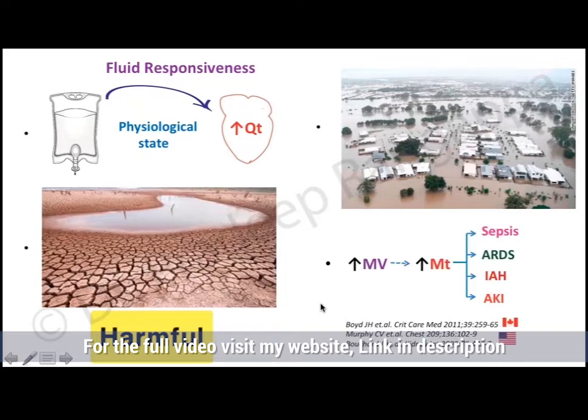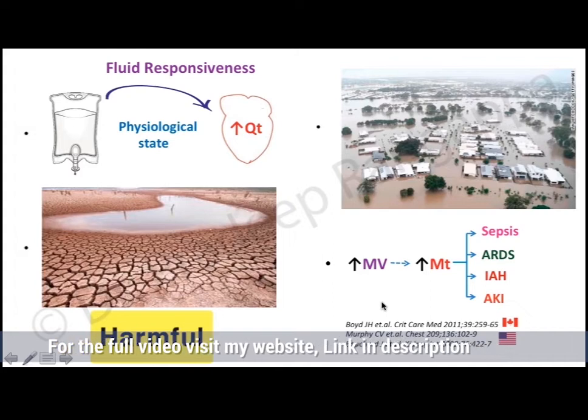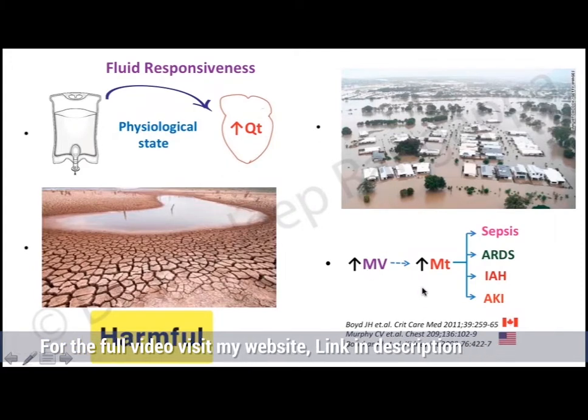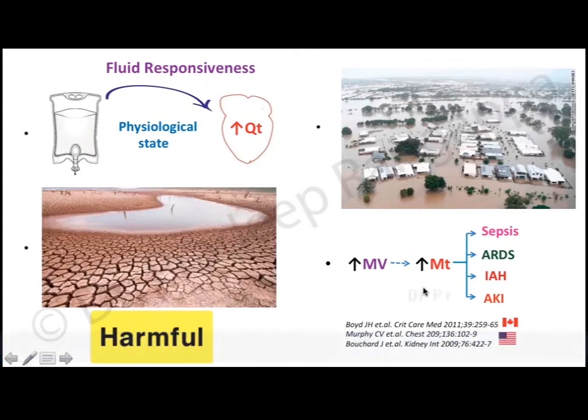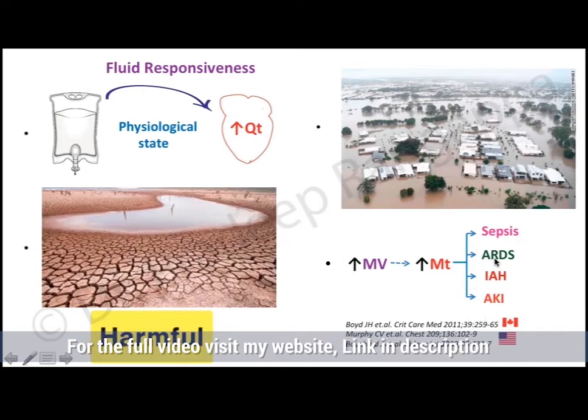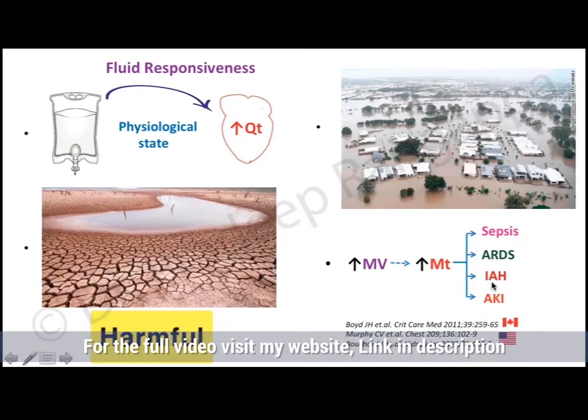So giving more fluids, I think there are these three studies which have shown that by giving more fluid, it can increase the duration of mechanical ventilation or increase the risk of patient going on a ventilator, and it concomitantly increases the risk of mortality. And this has been found in all these groups of patients. So it increases mortality in sepsis patients, ARDS patients, patients with intra-abdominal hypertension or in acute kidney injury.